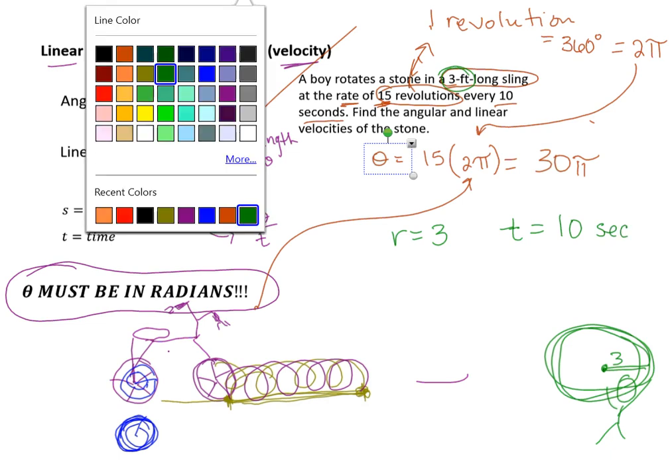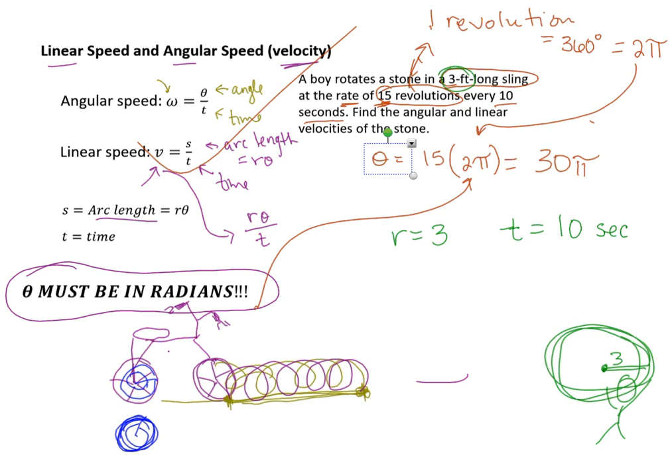All right, let's find them. Our angular speed, fancy W, is going to be our angle, 30 pi, divided by 10 seconds. It's going to be 3 pi feet per second. Doesn't really make a lot of sense, so that one we would probably want a decimal approximation. So 3 times pi is 9.42. So it's about 9.4 feet per second.